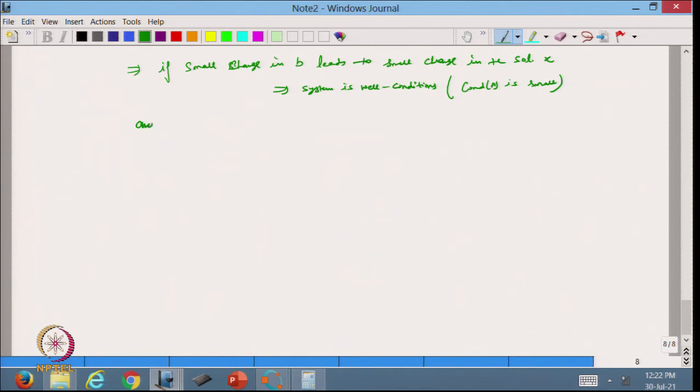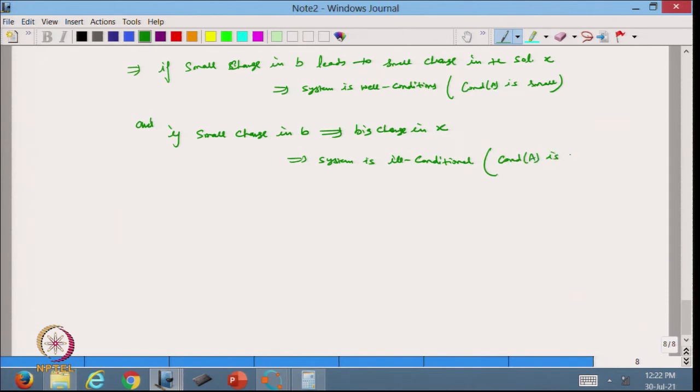And if a small change in B implies a big change in X, then we say that the system is ill conditioned, and this is possible when the condition number of the matrix A is large.